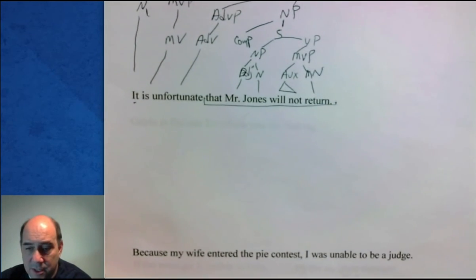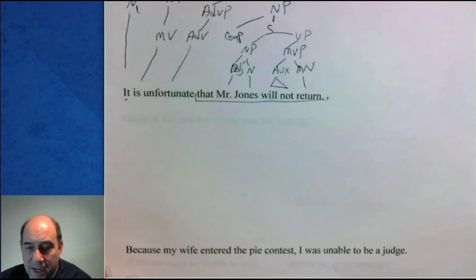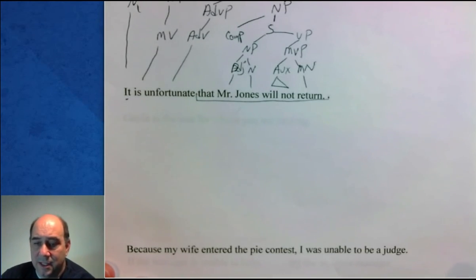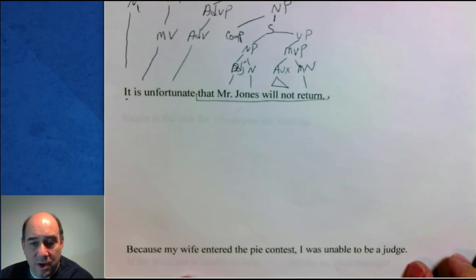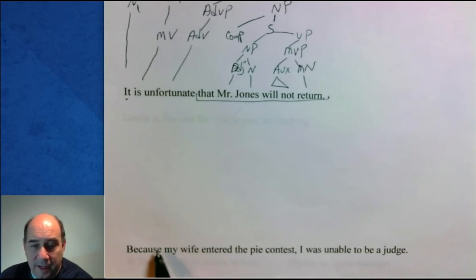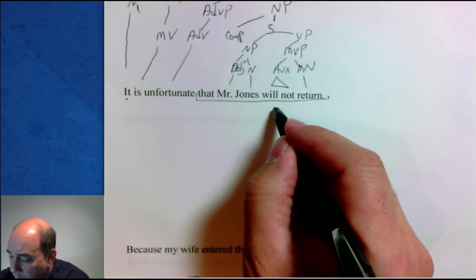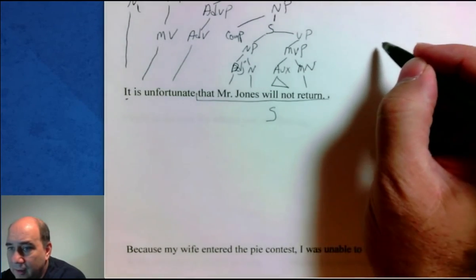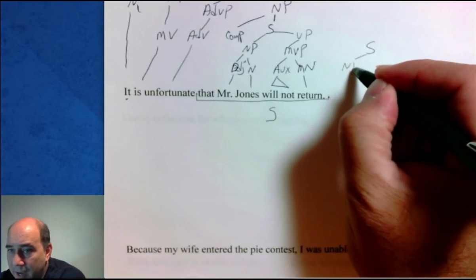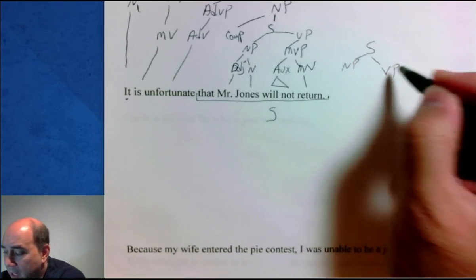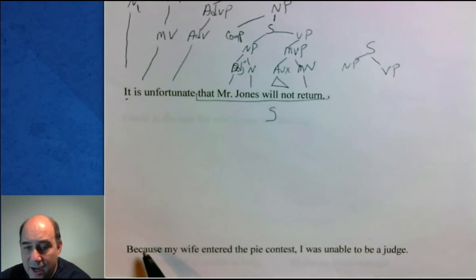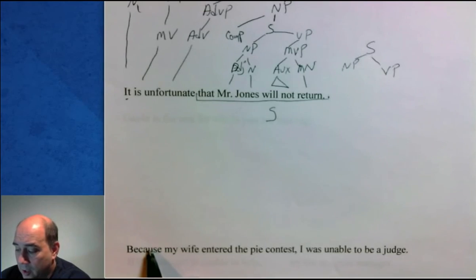Let's go down to the next one, which is a little bigger. Because my wife entered the pie contest, I was unable to be a judge. This one's rather complicated. First of all, the problem here we got this because my wife. This is not your normal sentence. It doesn't begin normally. Normally you begin with a sentence. Normally you have a sentence and you break down with noun phrase and then a verb phrase. I can't do that with this one because this is not a noun phrase. Because it's an adverb phrase or an adverb clause marker. So what do I do?